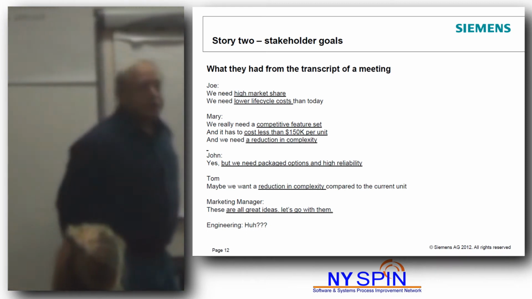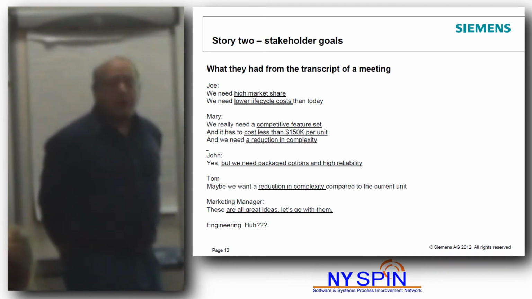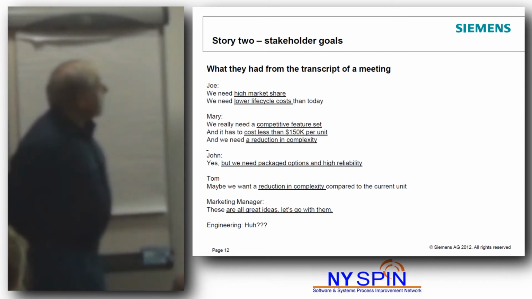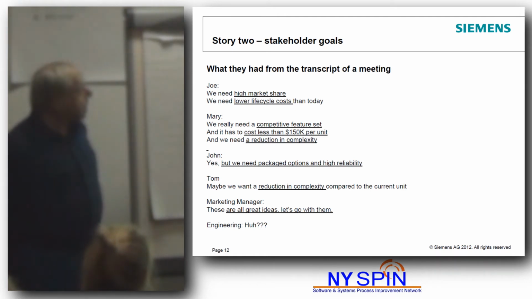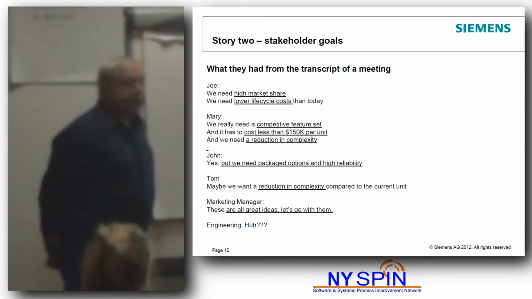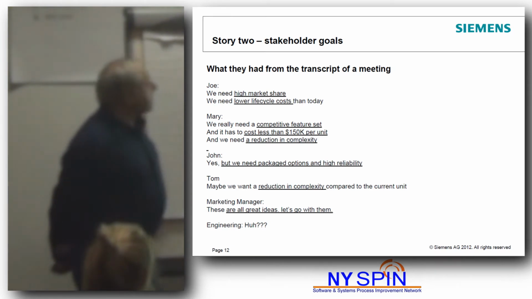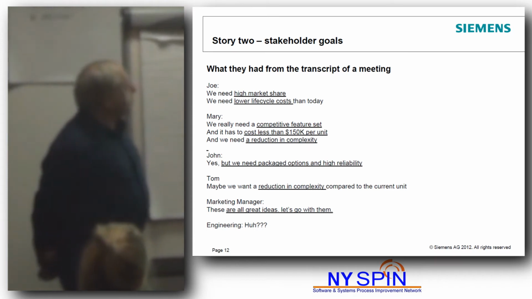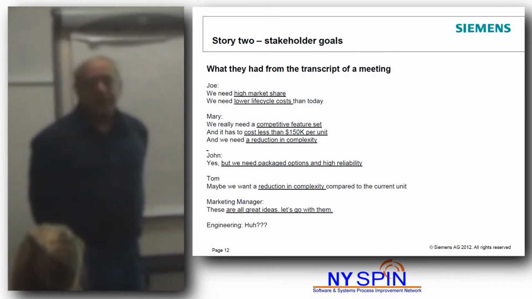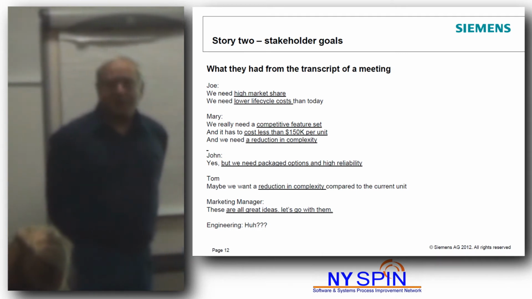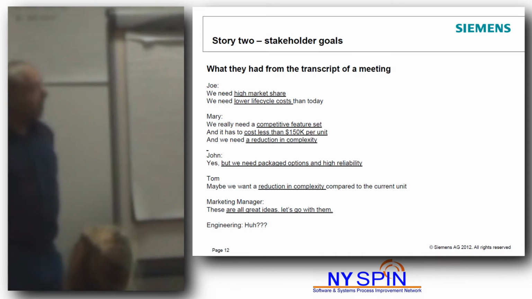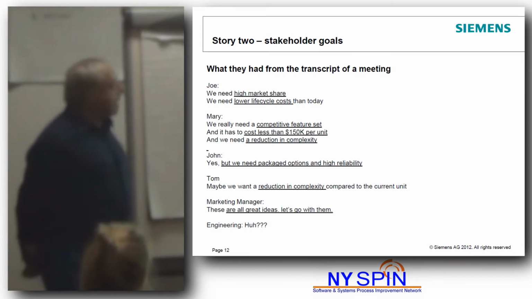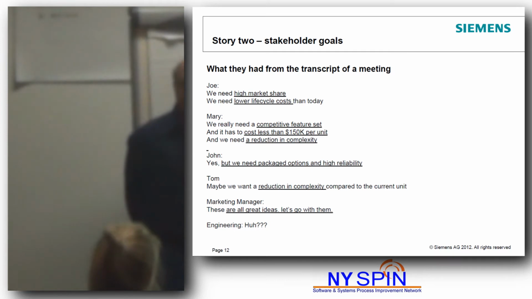So here for story two, here are the stakeholder goals. Let's follow along. Joe says we need high market share and we need lower life cycle costs than we have today. And Mary says we really need a competitive feature set, and it has to cost less than $150,000 a unit. This starts to sound familiar to you, right? And we need a reduction in complexity. And John says, yes, but we need packaged options and we need high reliability, right?